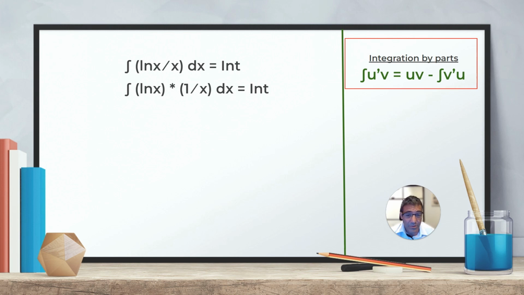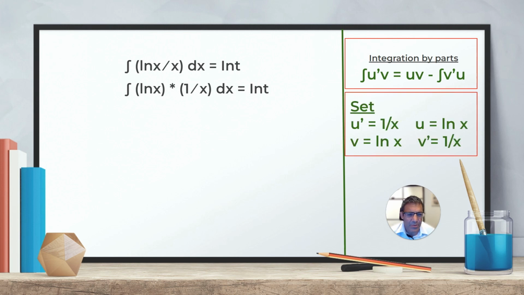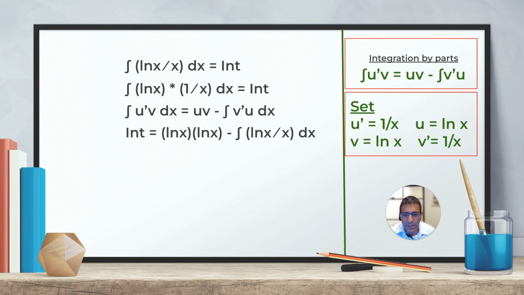We'll say that that's equal to the integral. And then we'll set our variables, so going in that direction where u dashed is 1 over x and gets integrated to ln x, and where v is ln x and gets differentiated to 1 over x. So all seems pretty good there. And so if we look at our integral, it's the integral of u dashed v, and it's equal to a remainder minus the integral of v dashed u.